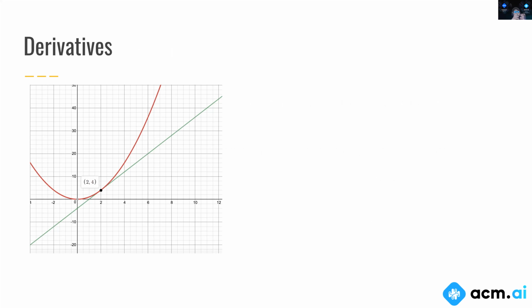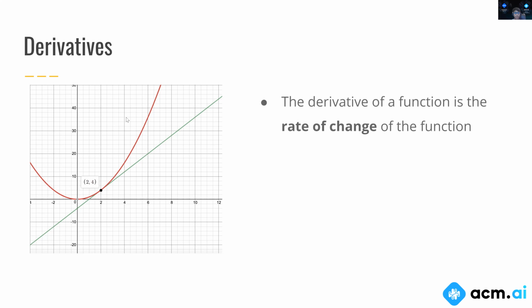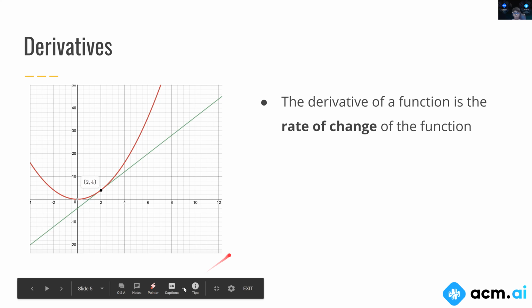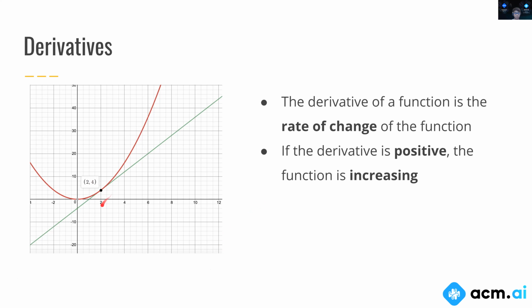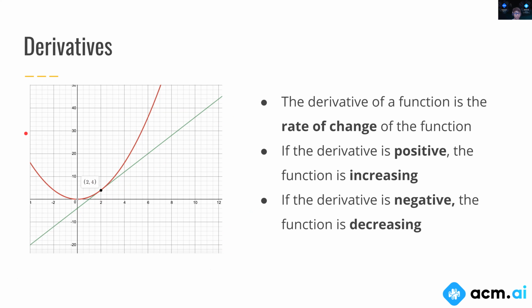So we're going to get started by talking about derivatives. Now, derivatives, as we know, are the rate of change of a function. If the derivative is positive, as you can see in this part, the function is increasing. Symmetrically, if the derivative is negative, the function decreases.